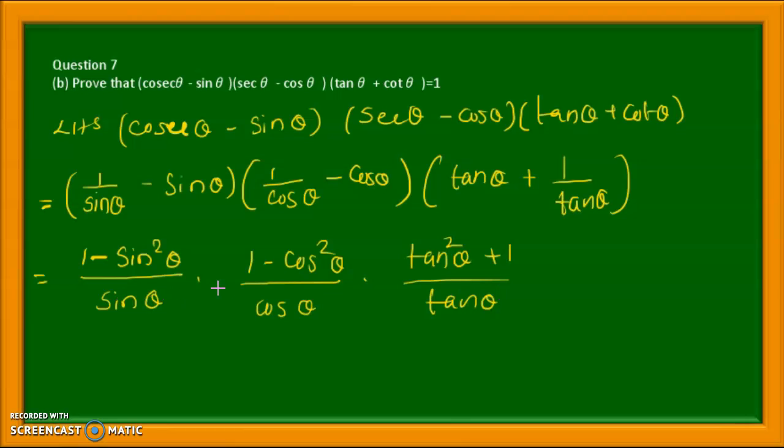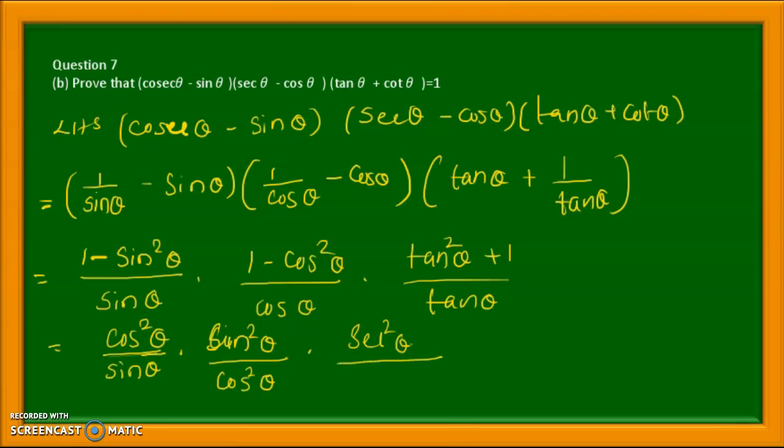Now look here. You can see 1 minus sin square theta is nothing but cos square theta. We know the identity: sin square theta plus cos square theta is 1. So using that, 1 minus sin square theta becomes cos square theta divided by sin theta already there. 1 minus cos square theta can be written as sin square theta by cos square theta into tan square theta, which can be written as sec square theta, divided by tan theta here.